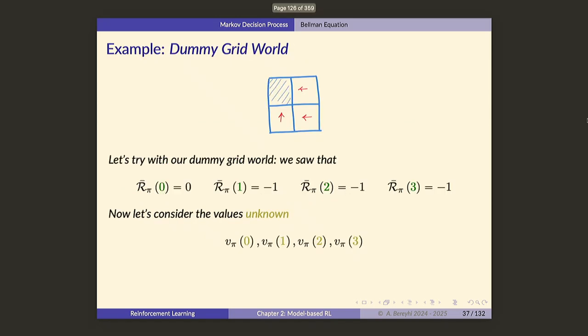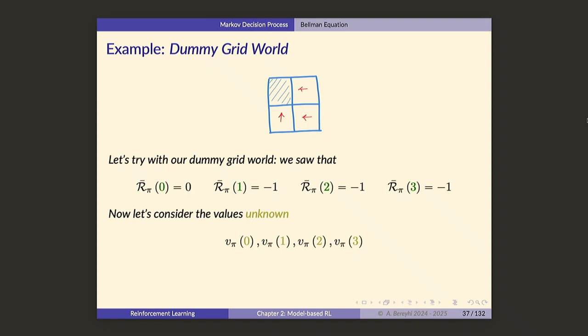Great. So if you got that, let's try this for the dummy grid world as we did before. We computed the immediate reward here last time, and I'm going to use that fact and write down the equations to see whether I end up with the values that we found last time or not. Before I start, don't look at this slide. What is the immediate reward when you are in state 0? State 0 means top left.